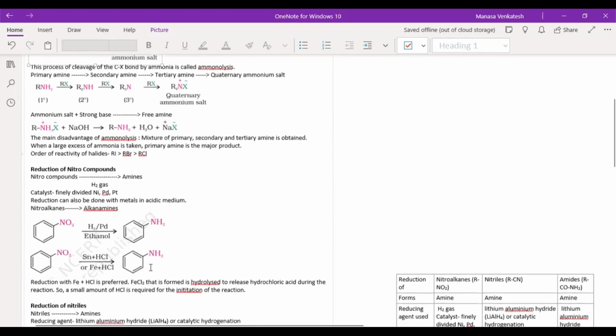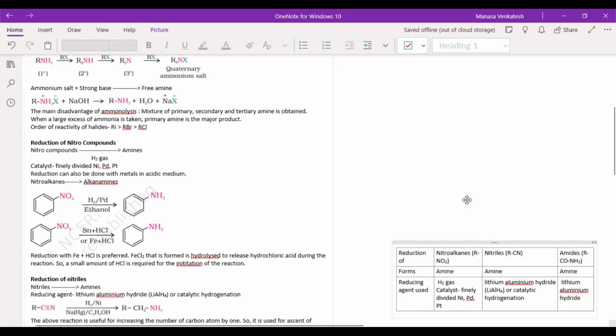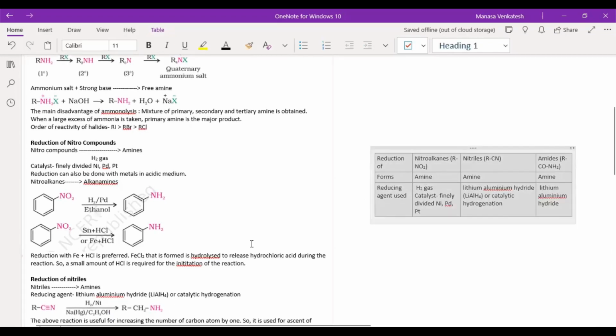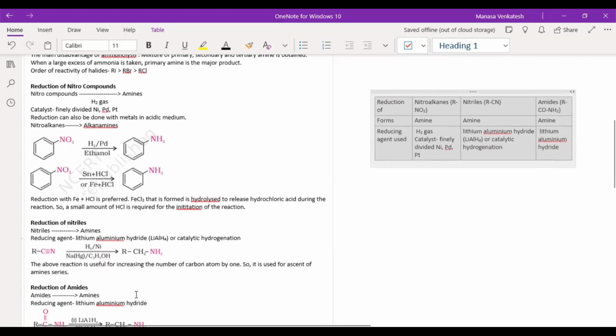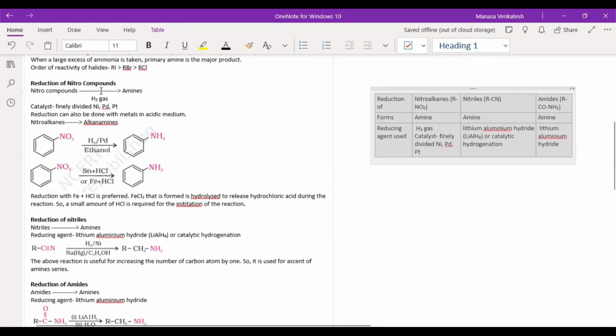Now, reduction reactions. Here you have a table which compiles all the three. First, let's go over these individually, and then we'll come to this one. Nitro compounds are going to undergo reduction in the presence of hydrogen gas, and the catalyst here is finely divided nickel, palladium, or platinum, to give us amines. This is also done with metals in acidic medium. In this case, nitroalkanes are giving us alkanamines.